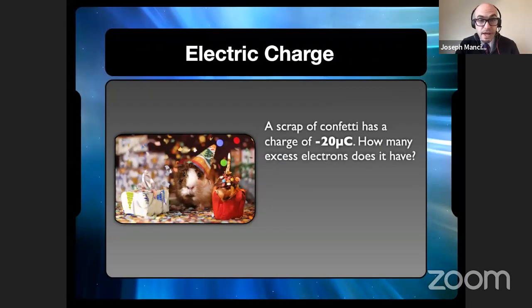So a scrap of confetti, as you see in the image, has a charge of negative 20 microcoulombs. How many excess electrons does it have? We're going in the other direction. Given an amount of charge, can you determine how many electrons something has? Well, micro is the Greek prefix meaning 10 to the negative 6 or 1/1,000,000th. So it's your job to figure out how many electrons that is.